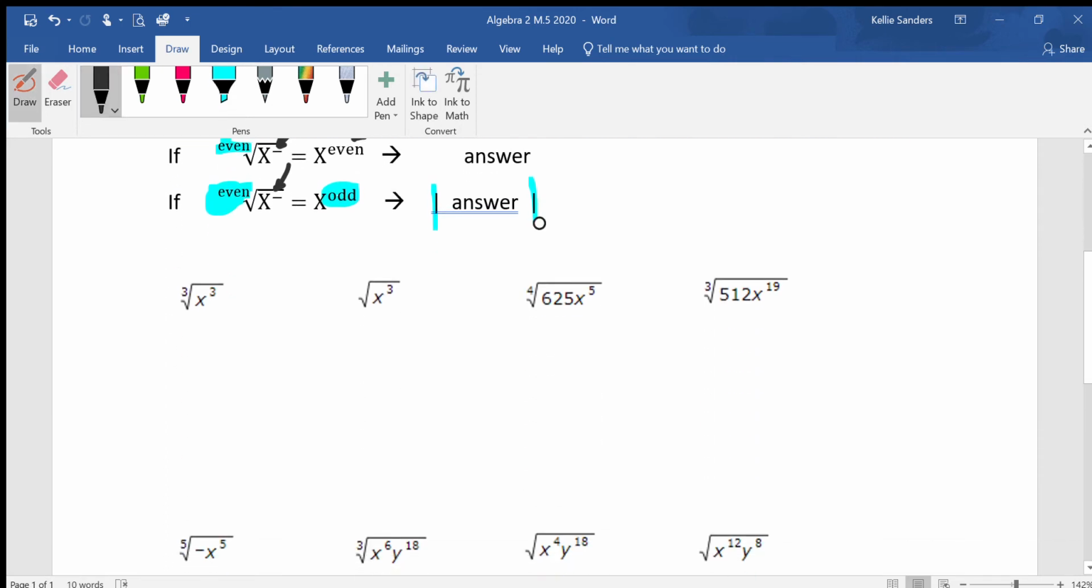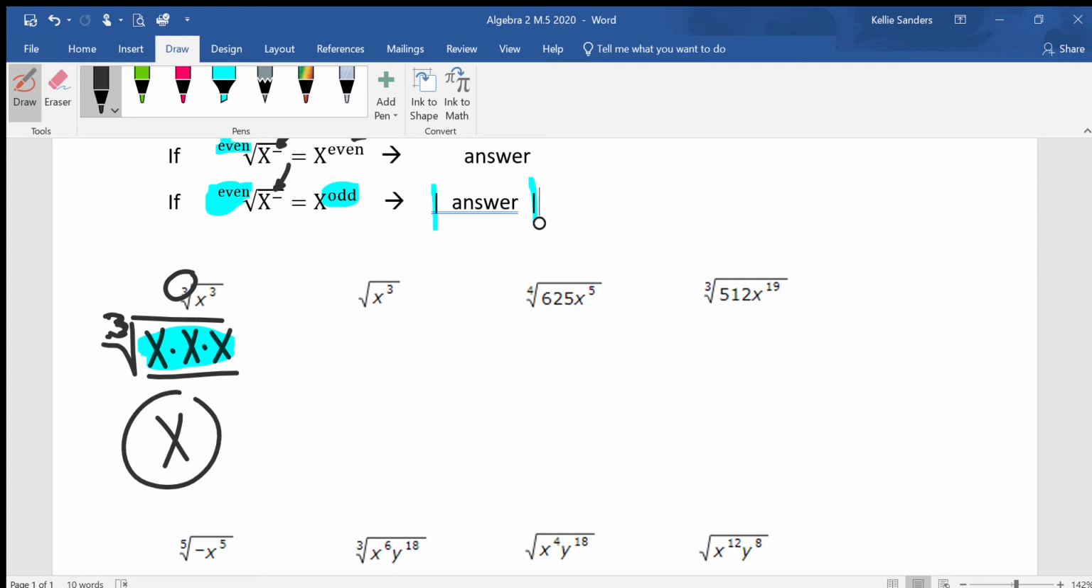So what does this mean? Well, we have the cube root of x to the third. X to the third means I have 3 x's, right? So if I'm taking the cube root, I'm looking for 3 of a kind. Do I have 3 of a kind inside the radical? Yes, I do. What do I have 3 of a kind of? Of x's. So my answer is going to be x. And since this is odd, I'm not going to stress, and my answer is just going to be x.